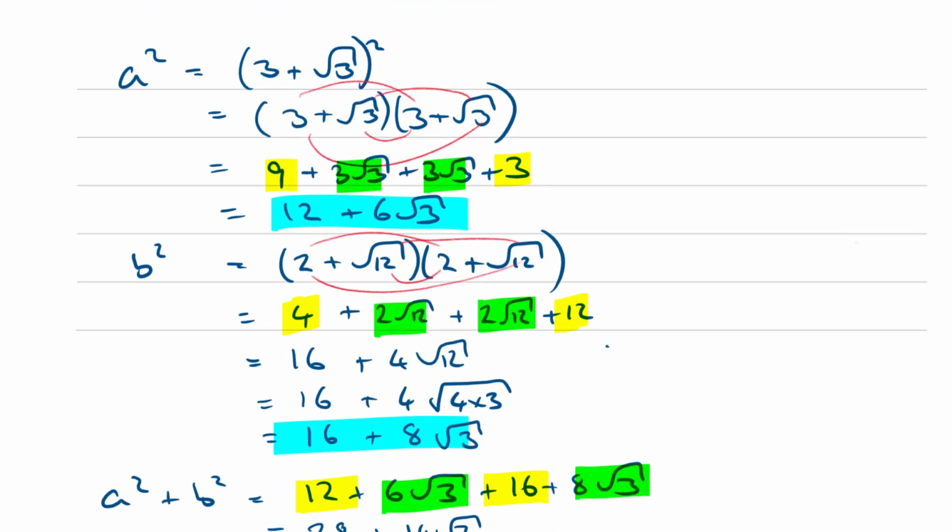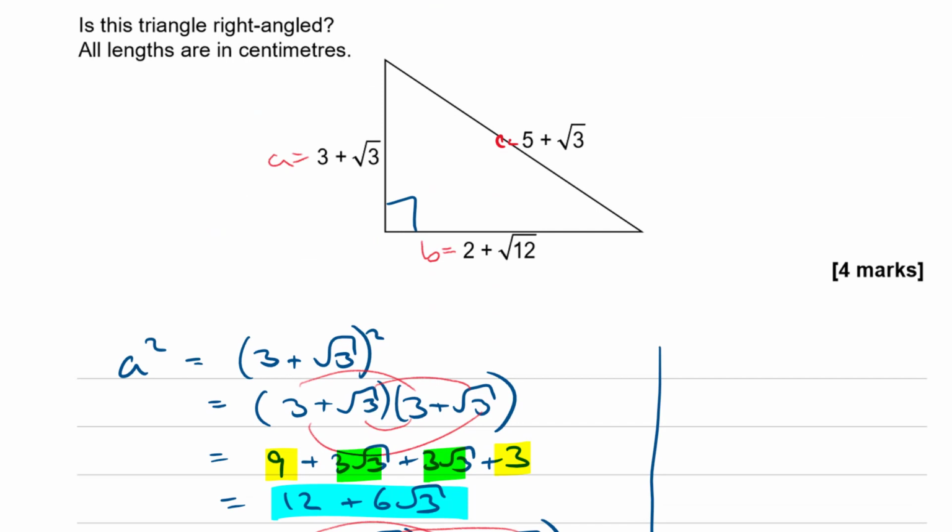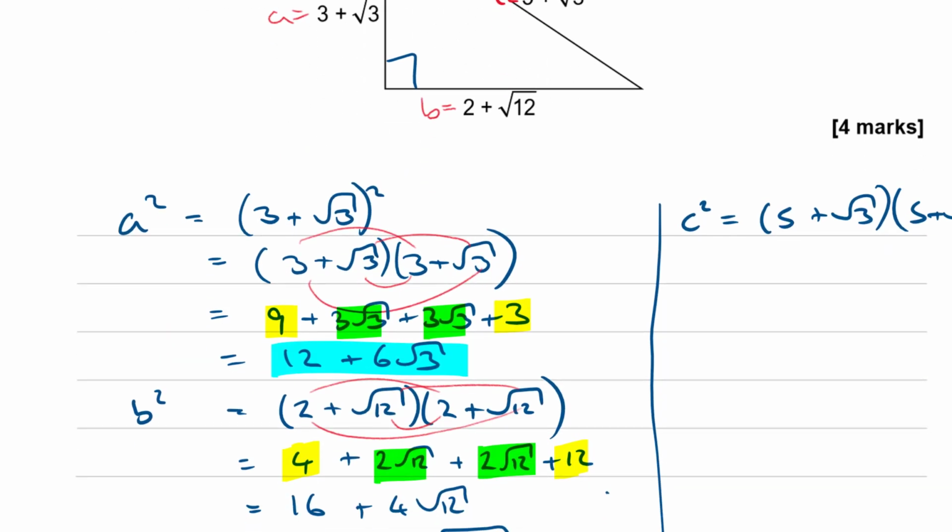Now, phew, that was quite a lot of work, but we're not quite done yet, because we also need to know what c squared is. So let's just draw a line there and come back up to the top and see what c squared is equal to. c squared is going to be my hypotenuse all squared. So 5 plus root 3 times another 5 plus root 3. Okay, so again, lots of multiplying out double brackets involving surds here. Should get lots of practice of this.